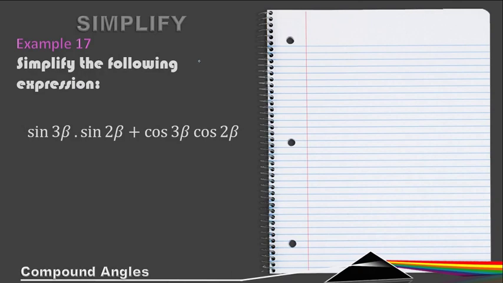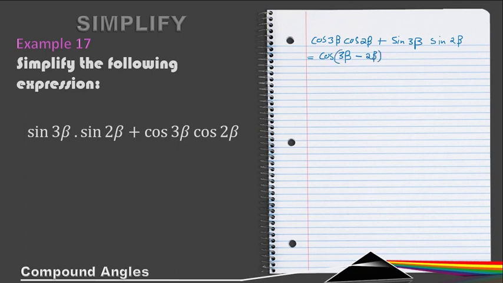Example 17, we have to simplify the following. Now, here we have sine 3 beta, sine 2 beta, cos 3 beta, cos 2 beta. This one isn't identical to any we know, although we can swap the two terms around. We can say this is cos 3 beta, cos 2 beta, plus sine 3 beta times sine 2 beta. In this case, we could have just written down the final answer. We know this is cos's identity, cos 3 beta minus, because it changes, sine 2 beta.